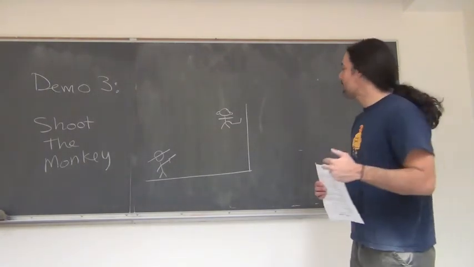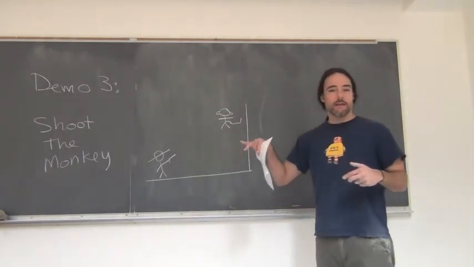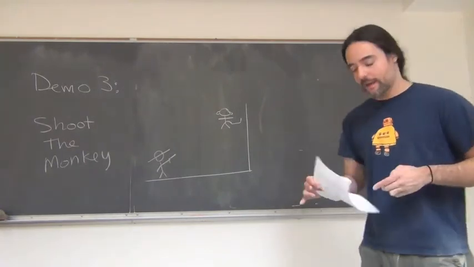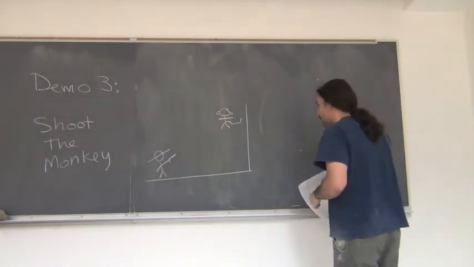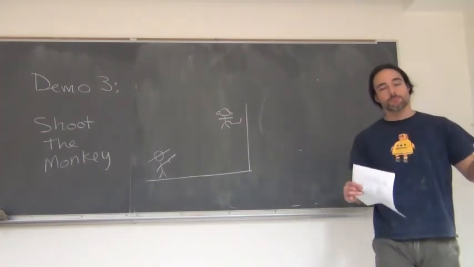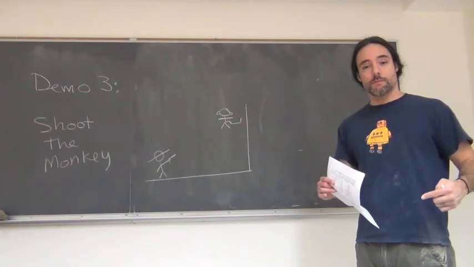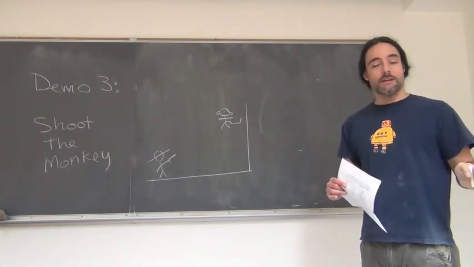So why do you want to aim at the monkey rather than below the monkey if we want to hit the monkey? Why is that? To help illustrate this, I'm going to do a thought experiment here. Let's imagine we could flip a switch and just turn off gravity.